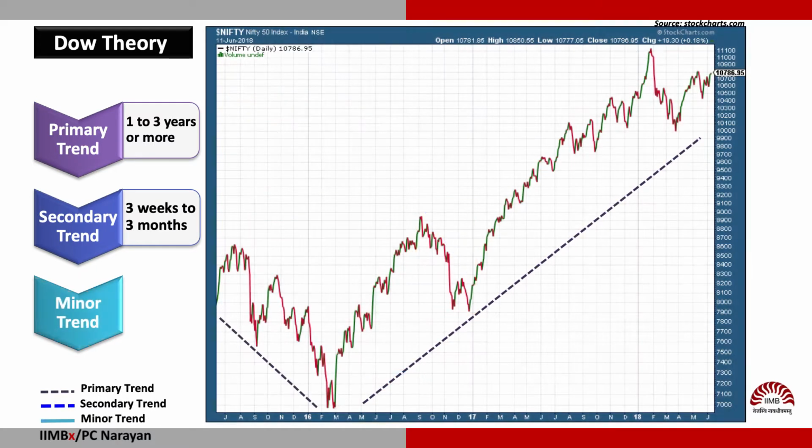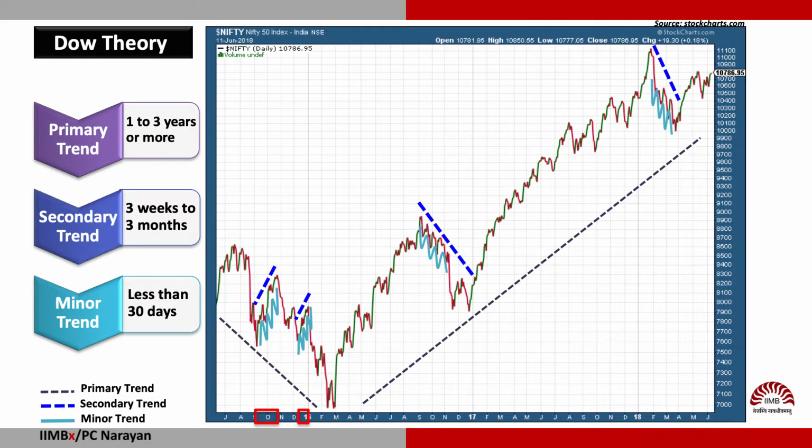The third trend is the minor trend, essentially subsets within the secondary trend and usually lasts less than 30 days. These minor trends are essentially market corrections that go against the direction of the secondary trend. Minor trends actually are of very little use to those who follow Dow's theory because they include too much noise that is generated by day traders in the market.